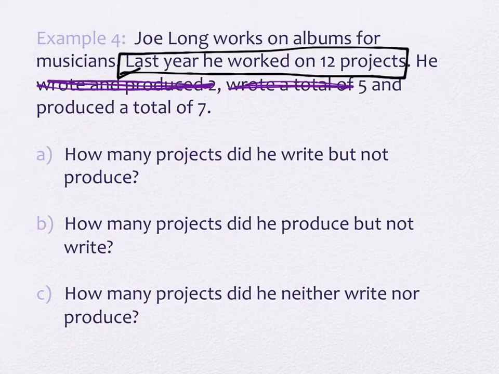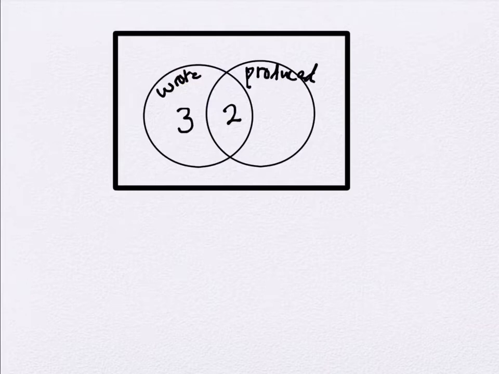Okay, very good. So we've got the wrote a total of 5. And then it says he produced a total of 7. All right, so 7 minus 2 would be 5, and 5 will go in the outer part of the producing circle. So how many projects do we have currently represented in our diagram? 10. How many did he total have an input on? 12. So what does that tell you? We put a 2 out here, and we can also still call this the universal set U. Okay?